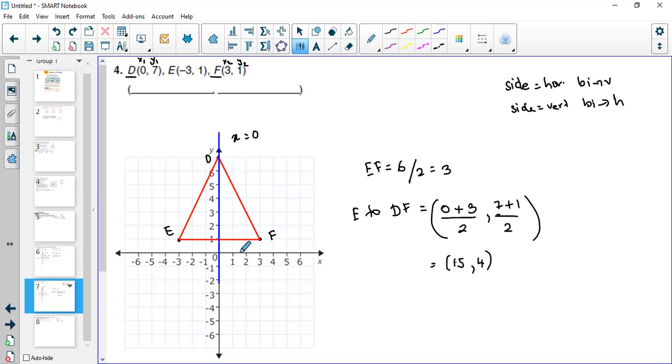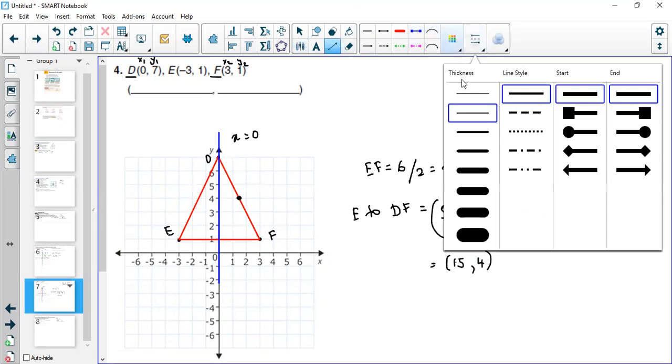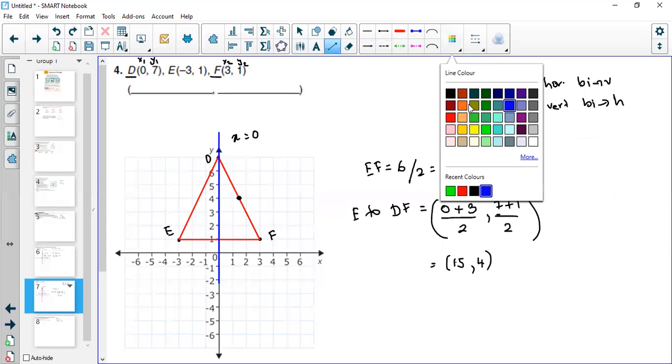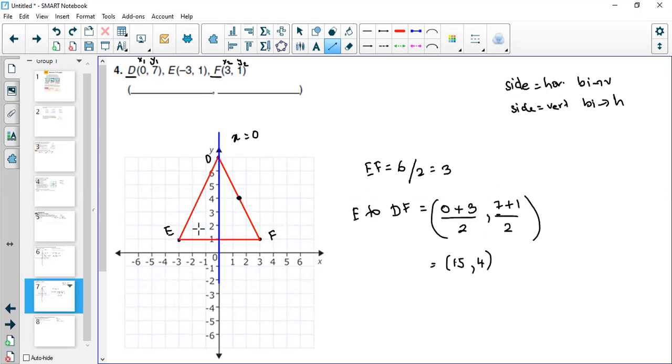So where is 1.5 and 4? It's going to be here. This is 1.5 and 4. Okay, now let's draw the line that's the perpendicular bisector and check where that meets. So to meet, it definitely needs to be from E to, let me extend it a bit.